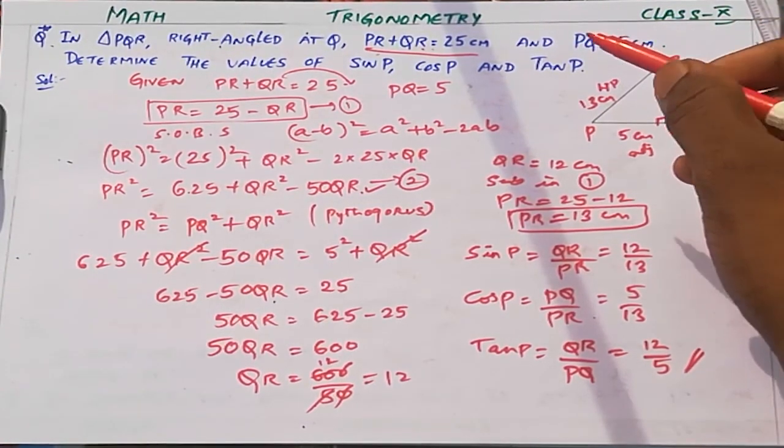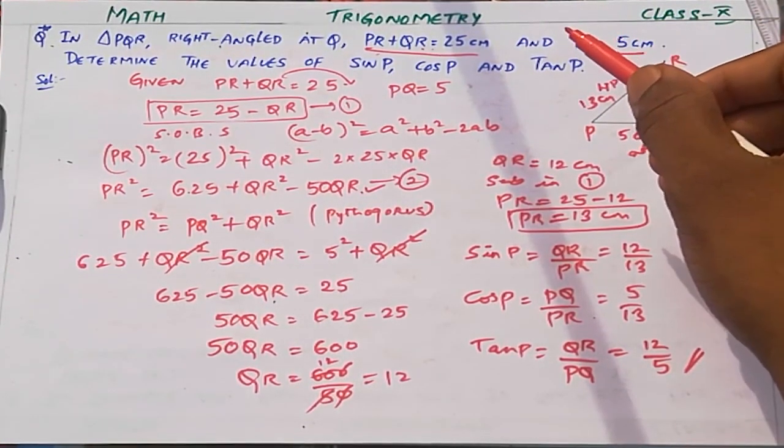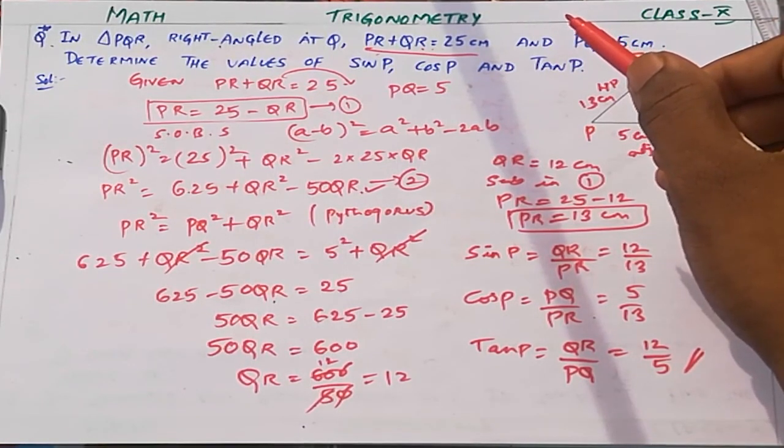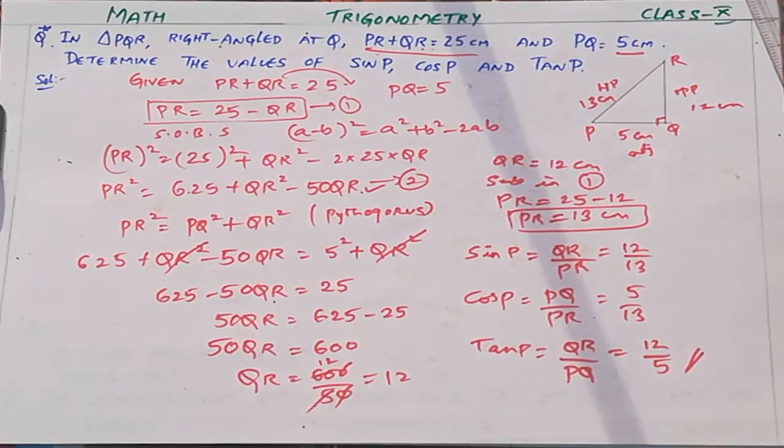Okay, so this is a special problem which gives the relation of the two sides, and he mentioned only one side. So we should find out the remaining sides, and we need to find the angles. I hope you understood. Thank you.